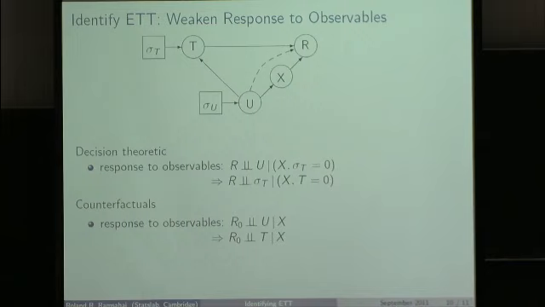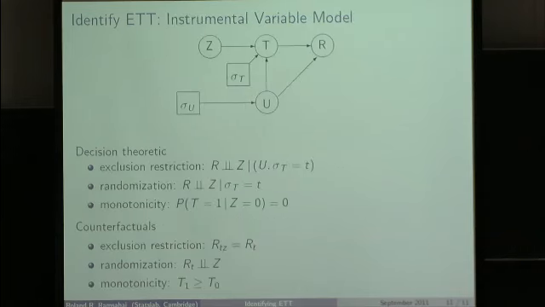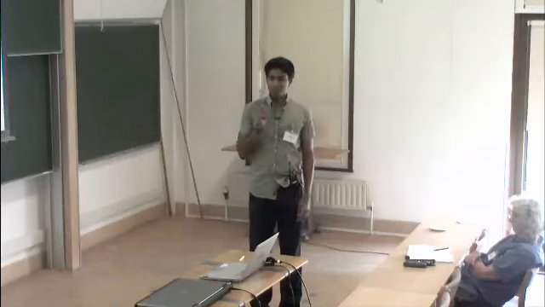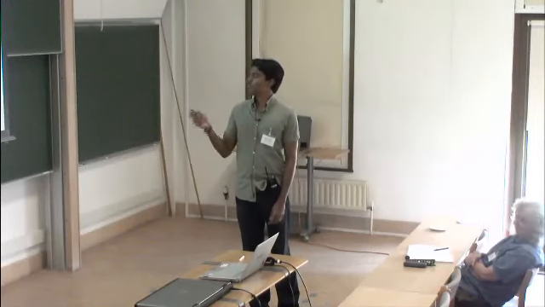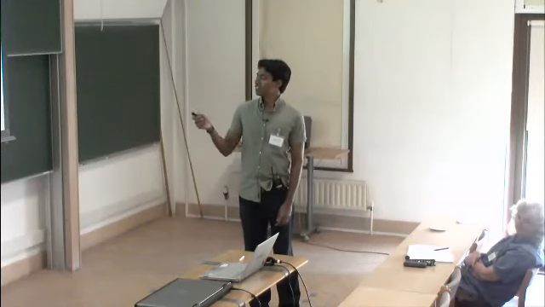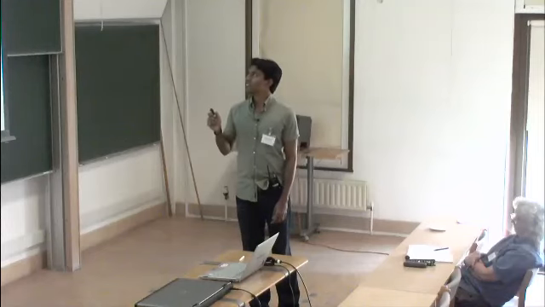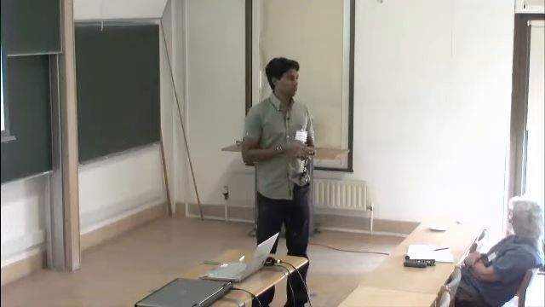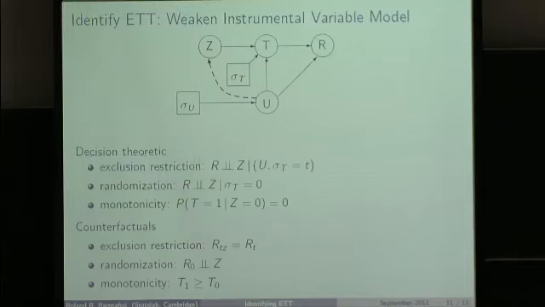And you can weaken it again if you're just interested in identifying ETT and not the average causal effect, with these conditions, and similarly for the instrumental variable model. I guess I won't have time for this. So you can also weaken conditions here. You can weaken this condition and this condition to identify ETT in the instrumental variable model.